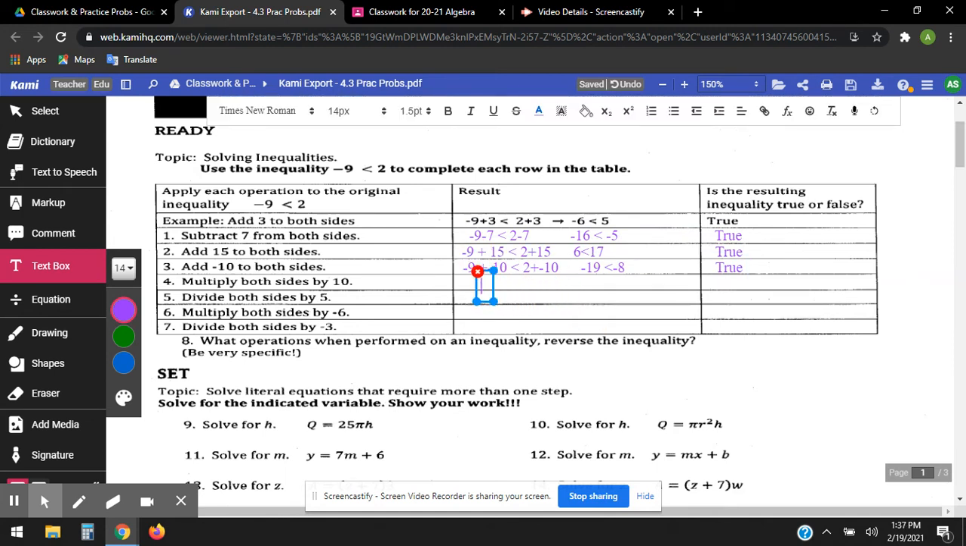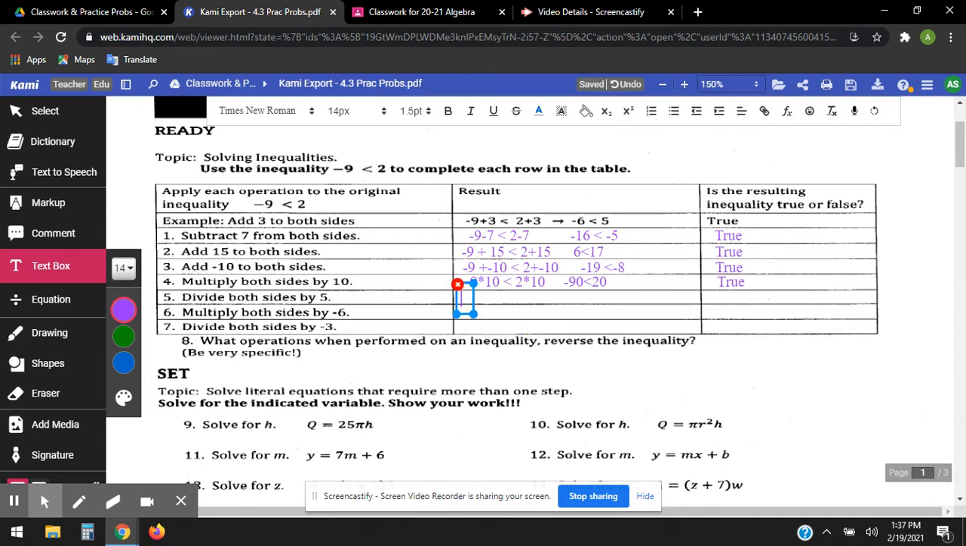Let's try multiplying and dividing. So if I multiply both sides by 10, I'm taking -9 times 10. Is that still less than 2 times 10? Well, -9 times 10 is -90. Is that less than 2 times 10, which is 20? Yep, -90 is less than 20. So we're still looking at true.